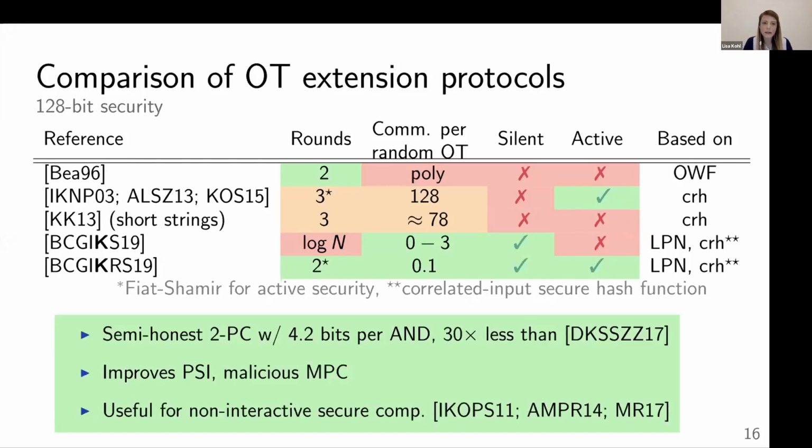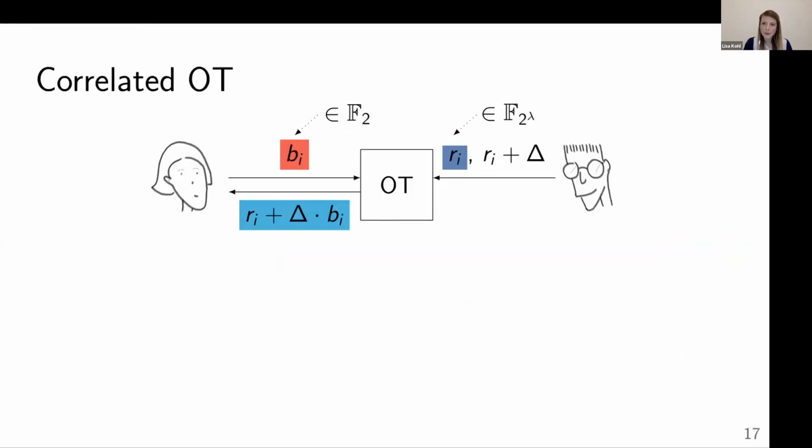So it's something I find interesting, and it has a lot of practical applications. Directly, a big improvement to semi-honest 2-party computation, improvements on private set intersection, malicious MPC, and also applications to non-interactive secure computation. And for the rest, I want to explain how this is done, now that I've said what the result is.